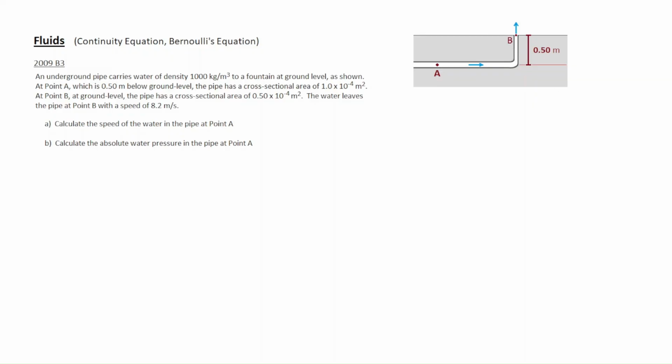Things given in the problem: we have the change of height from A to B. We have the density of the fluid. We are given the thickness or cross-sectional area of each pipe segment, A and B. And then we are given the speed that the fluid leaves the pipe at segment B. What we're looking for is the speed at point A when we're underground, and also what is the absolute water pressure in the pipe underground as well at point A.